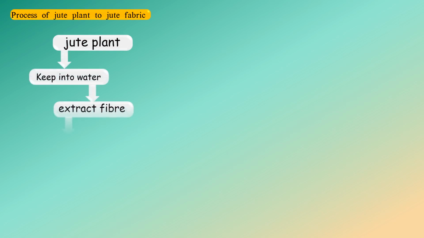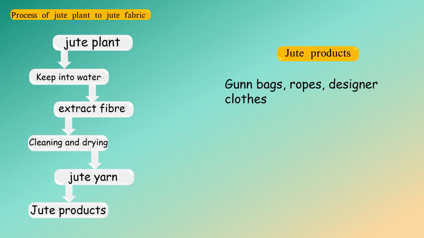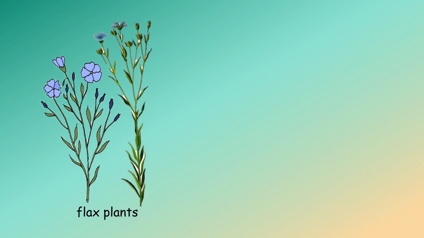Now the process of jute plant to jute fabric. The jute plant is cut and kept in water, the fiber is extracted, and after cleaning and drying it turns into jute yarn. Using the jute yarn, we prepare jute products. Jute products are mainly gunny bags, ropes, and designer clothes made from jute.